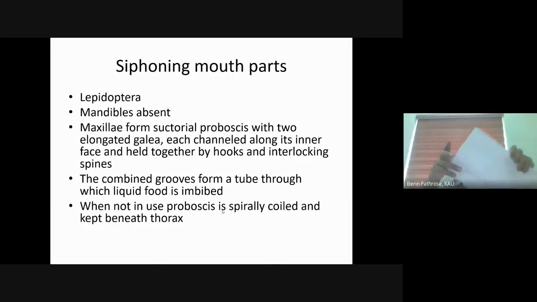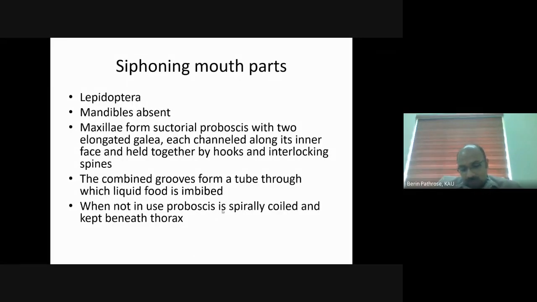And this is the galea. It is channeled along the inner side, and the two elongated galeae will be kept together by the help of a hook and spine to form a channel. The proboscis is a modification of the galea. It is elongated and has a channel, and when these two galeae are kept together, it forms a channel through which the liquid food is imbibed.